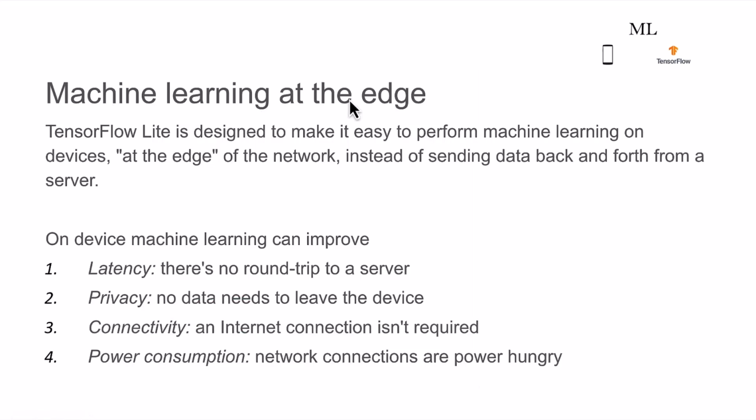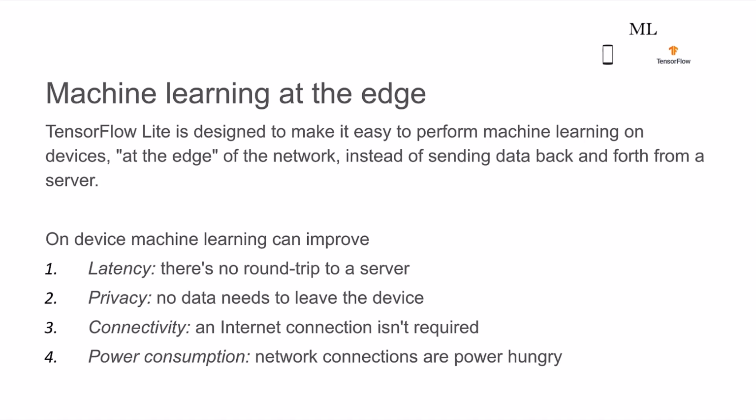And now let's look at the biggest advantage of this library, which is machine learning at the edge. So what does that mean? So as mentioned earlier that by using this library, we can perform machine learning inside mobile applications without any internet connection. And the reason is that our machine learning model is present in the application itself, so we don't need any internet connection to access that model. And this thing is called on-device machine learning or machine learning at the edge of the network.